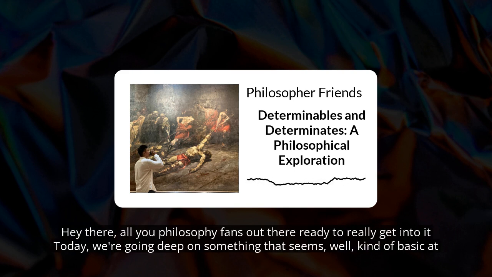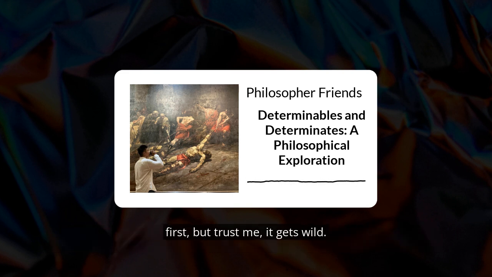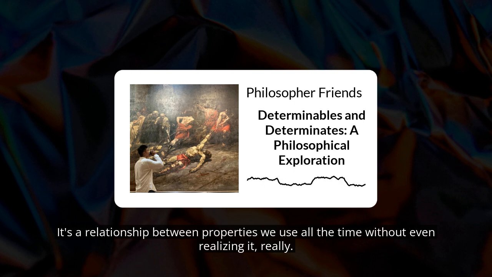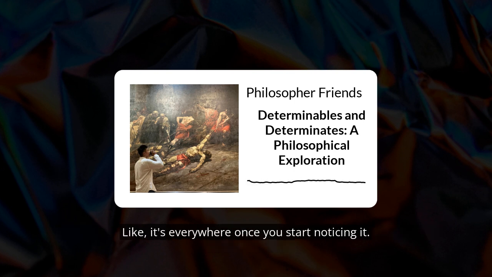Hey there, all you philosophy fans out there, ready to really get into it today. We're going deep on something that seems kind of basic at first, but trust me, it gets wild. Determinables and determinates. And since you're a philosopher, I know you're going to love where this goes. It's a relationship between properties we use all the time without even realizing it, really. It's everywhere once you start noticing it.